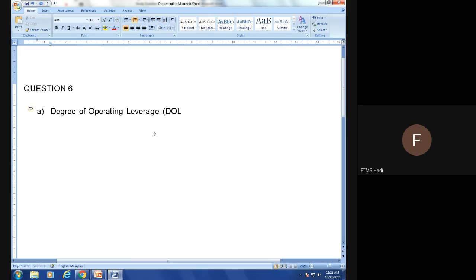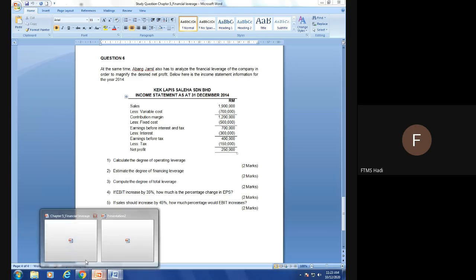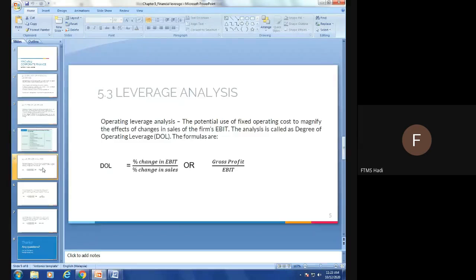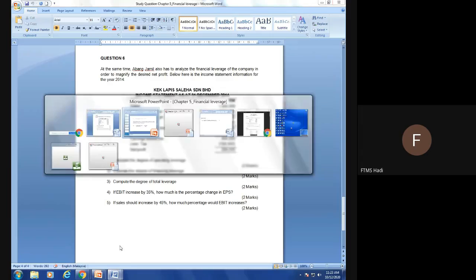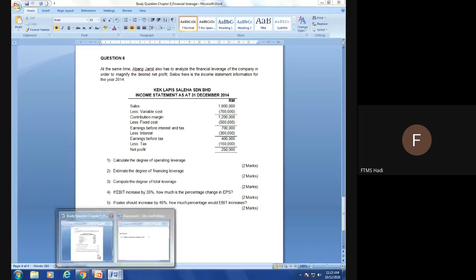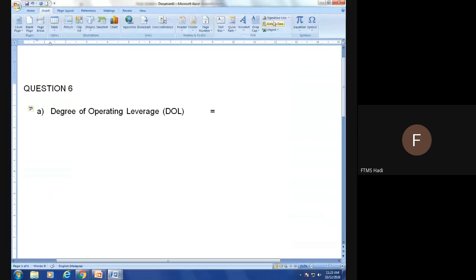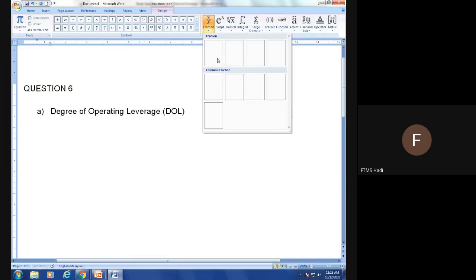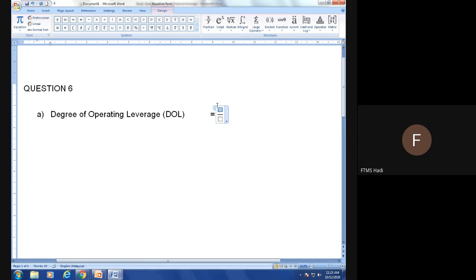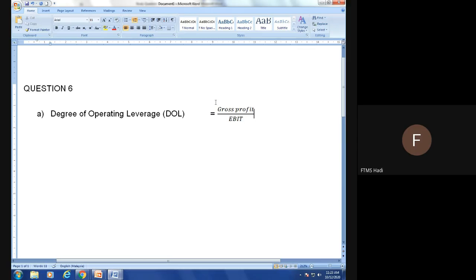Which is DOL. Refer back to the notes. How do we calculate this DOL? The formula is gross profit divided by EBIT. That's the first part.